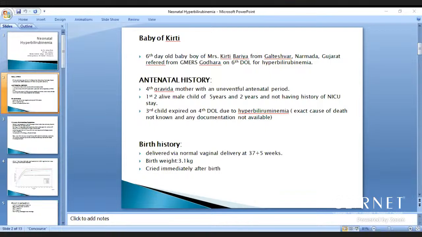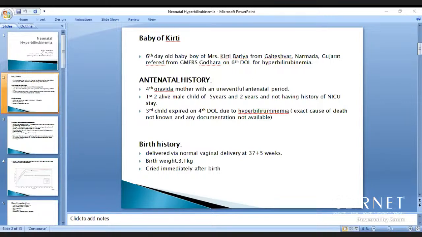Okay, sir. Baby of Kirti, which is a 6-day-old baby boy of Mrs. Kirti Baria from Galteshwar, Narmada, Gujarat, and referred from GMERS Godra on the 6th day of life for hyperbilirubinemia to our setup. Antenatal history of mother is a fourth gravida with an uneventful antenatal period, but just a history of first two alive male children of 5 years and 2 years, not having any history of NICU stay. Third child expired on the fourth day of life due to hyperbilirubinemia, but the exact cause of death is not known and no documentation is available. Baby delivered via normal vaginal delivery at 37 plus 5 weeks of gestation with a birth weight of 3.1 kg and cried immediately after birth.